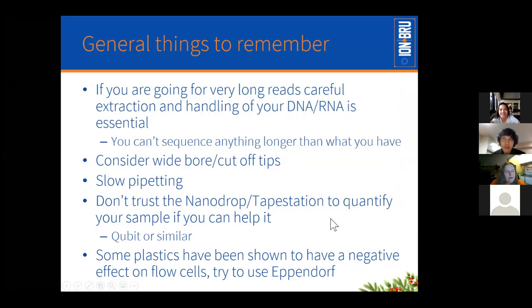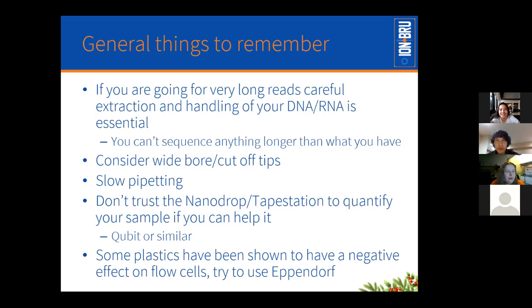So general things to remember with nanopore sequencing in general, this isn't really specific to this protocol. If you are going for very long reads, which the sequencer can do, you need to be very careful extracting and handling your DNA, or your RNA in fact. You can't sequence anything longer than what you have. So if during the extraction process you break any strands, obviously you're not going to get any reads that are longer than the strands you have. You might want to consider wide bore pipette tips, or even just cutting the end of your pipette tips off with a blade, just because the smaller hole will shear your DNA more. And also do your pipetting quite slowly. It can be a bit frustrating doing it super slow, but it does help.